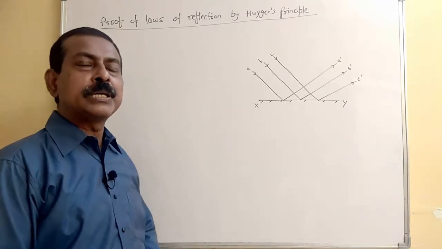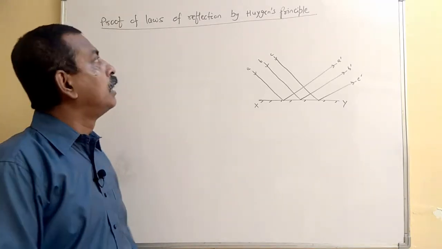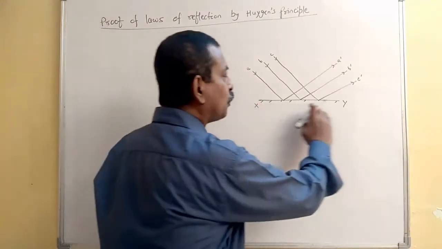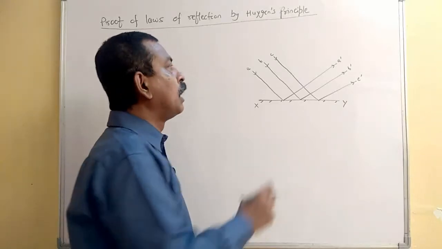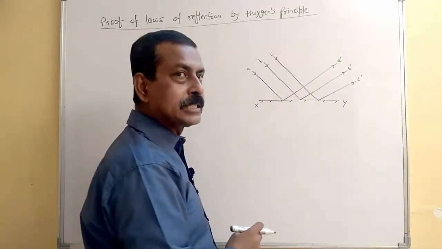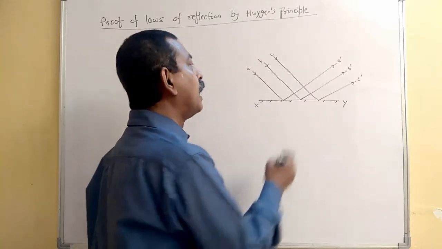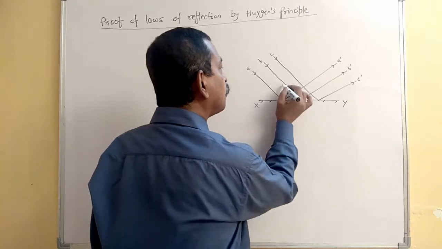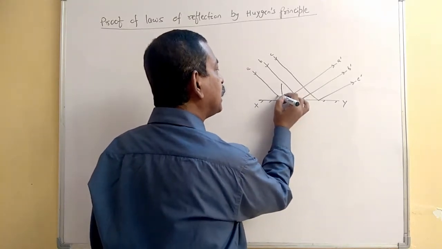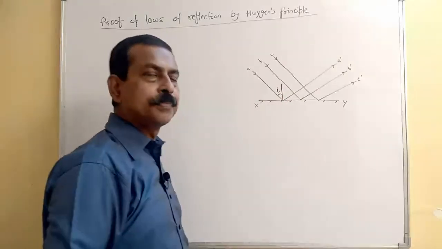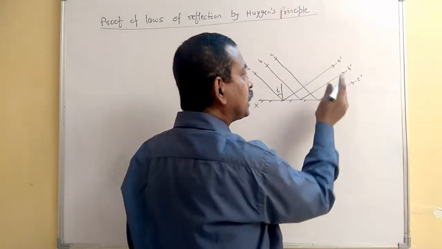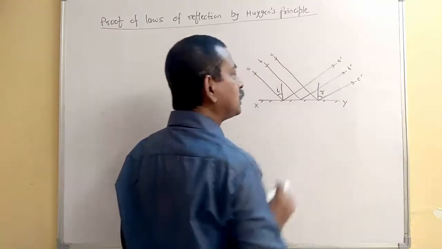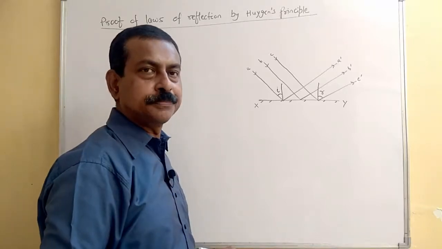Let's see how we can verify the laws of reflection from Huygens principle. So for that, suppose we take XY as a plane reflecting surface on which we have a parallel beam of rays A, B, C incident at an angle of incidence, suppose I. They are incident at an angle of incidence I, and they get reflected as A dash, B dash, C dash at an angle R. So this R is representing the angle of reflection.